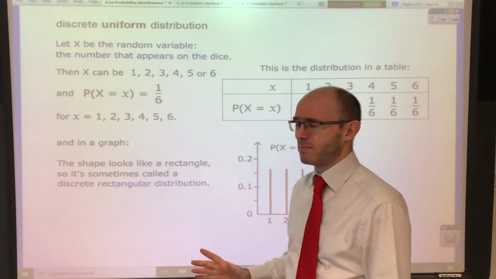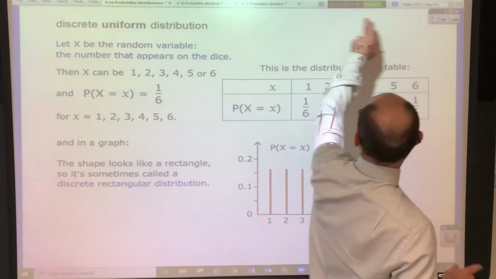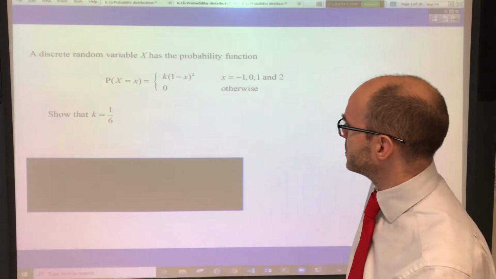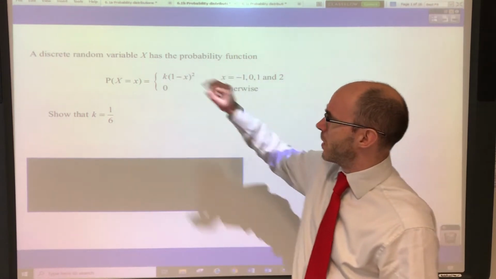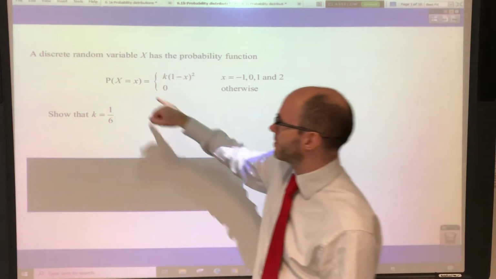That's pretty much it. You want to see what an exam question looks like? Yeah, I'm sure you do. Yeah, let's have a look at an exam question. Yeah, it looks a little bit like that. Hope you can read it. So, a discrete random variable x has the probability function, this.